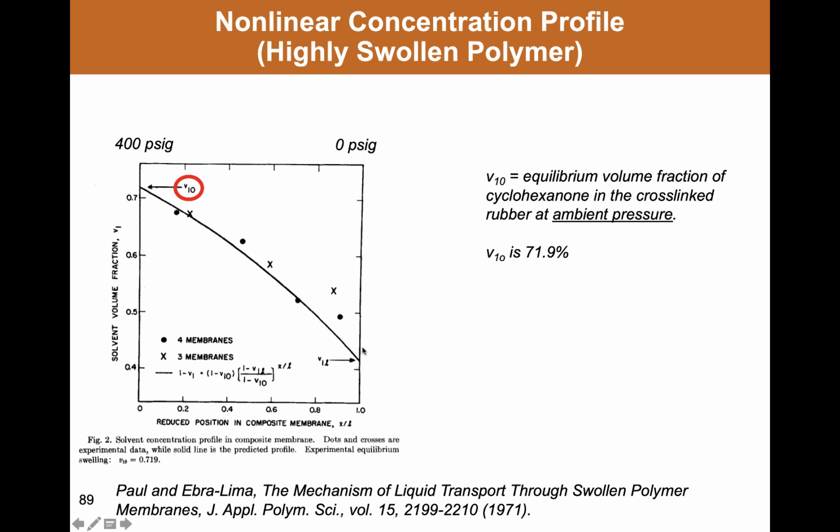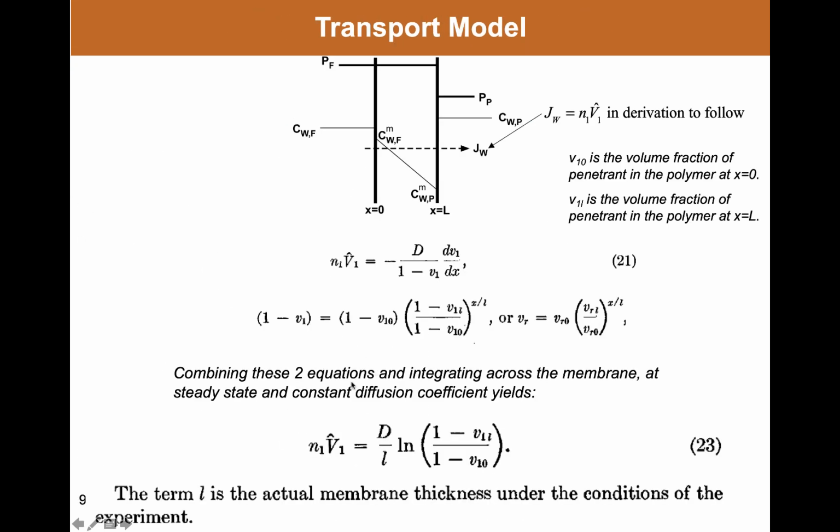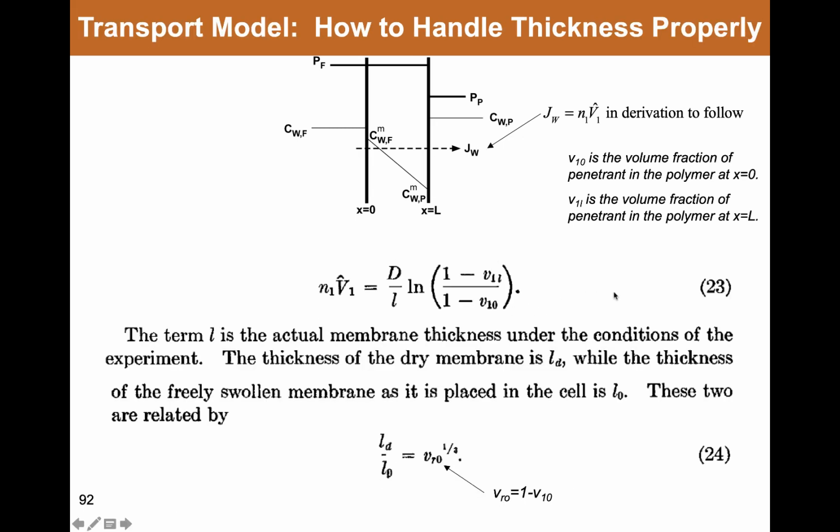Over this large concentration gradient, the thickness of the membrane under actual use conditions can be quite different from what it is when it's just freely swollen in solvent at ambient conditions. And so the next step in actually applying this model is to work out the actual thickness of the membrane under the conditions of the experiment. And this is not something that's readily subject to measurement.